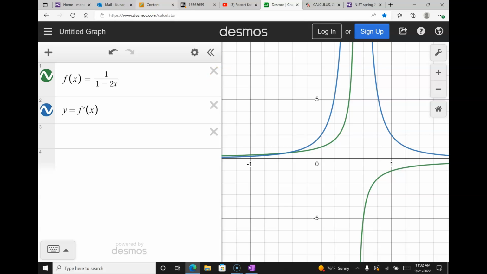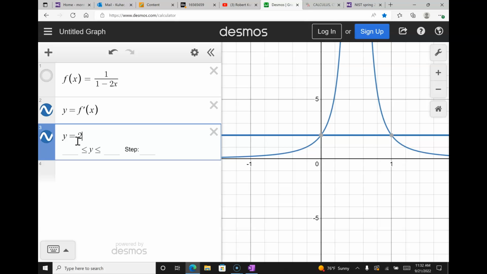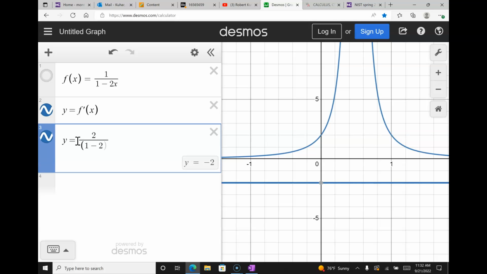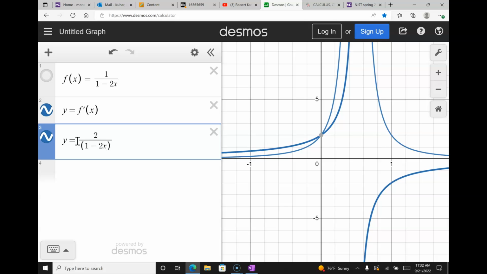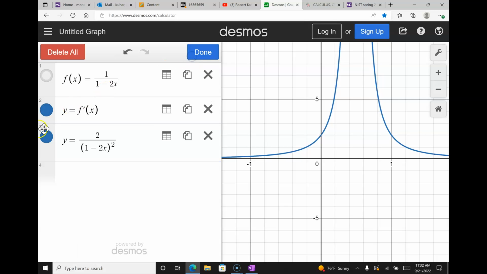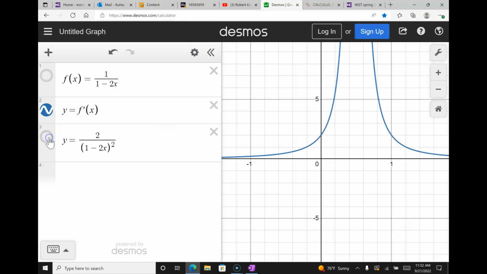But of course, I would rather hide my function and then compare it to my derivative, right? Which was 2 over 1 minus 2x quantity squared, right? And I'm just trying to make sure that pieces match up. So as I hide the black curve, right, you see it's matching with the blue curve, right?